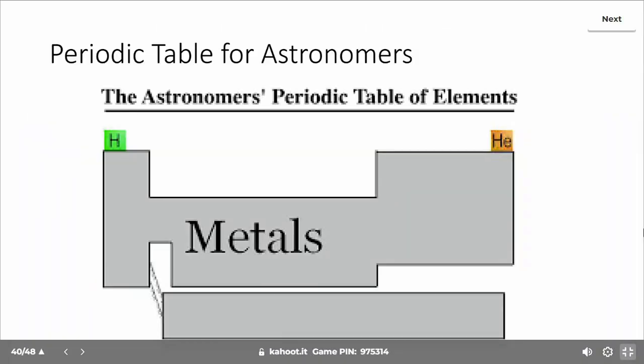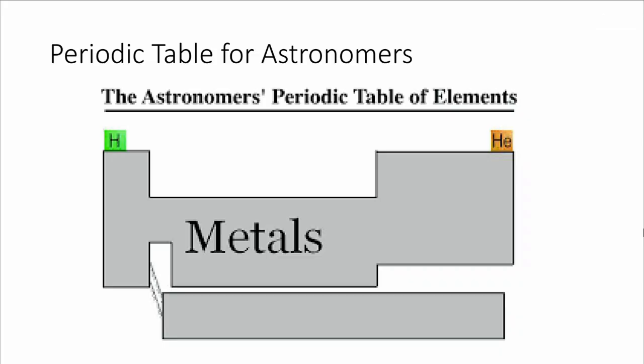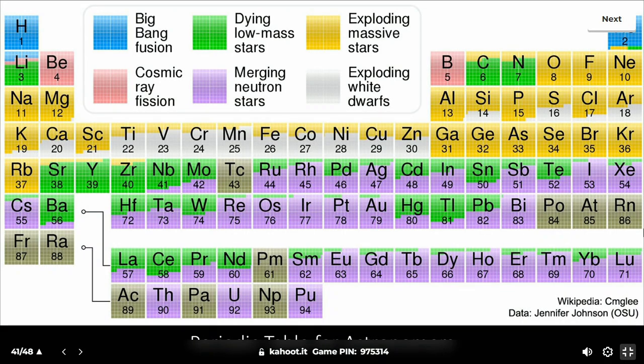And so here's kind of a joke, but kind of serious for astronomers. For astronomy, we consider everything that's made in stars to be metals. So that would mean the only things that are not metals are hydrogen and helium, because those were made during the Big Bang. And then everything else is a metal.